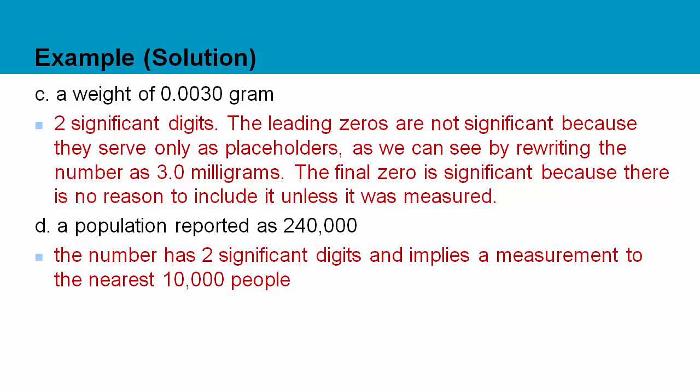And then finally, 240,000 as a population only has 2 significant digits, and it implies that it's been rounded to the nearest 10,000. Now, you could argue that that's actually an accurate number. There was exactly 240,000 people, and therefore it's accurate all the way out to the ones, right? The single. But it's highly unlikely. It's most likely that that's been rounded, and then that's why you only have 2 significant digits.